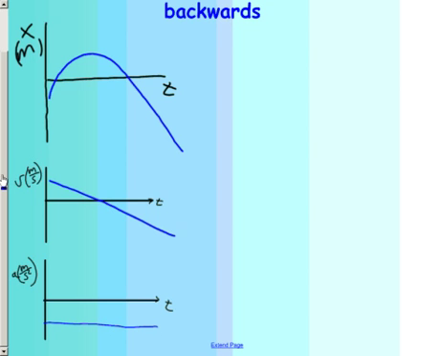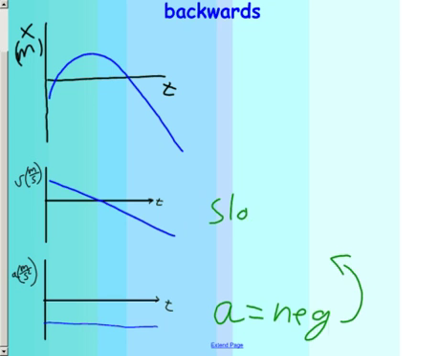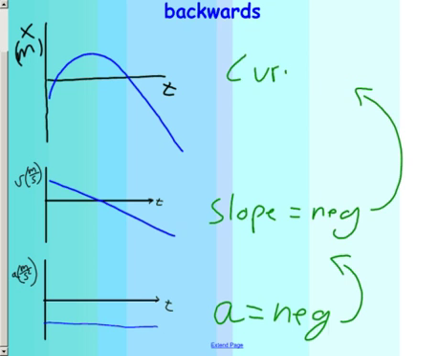So, if my acceleration is a constant negative number, what does that mean up here? It means my slope is negative, which means curve down.